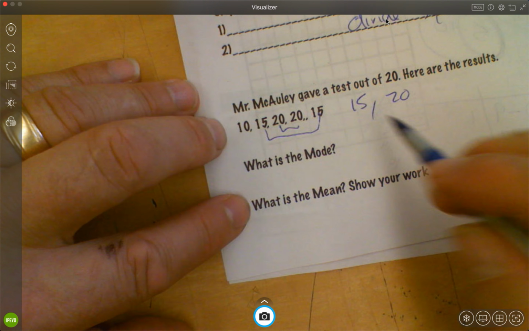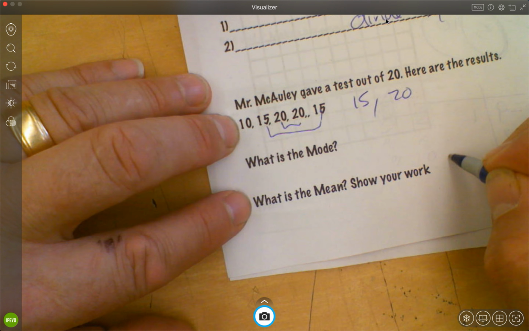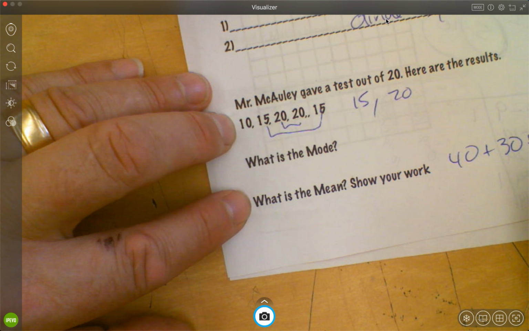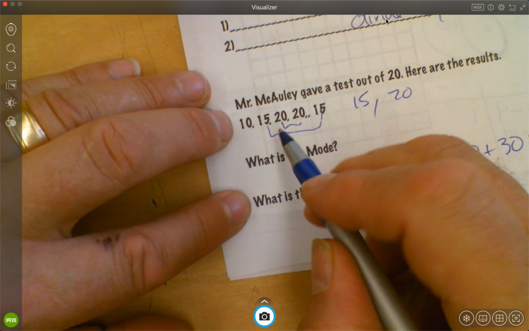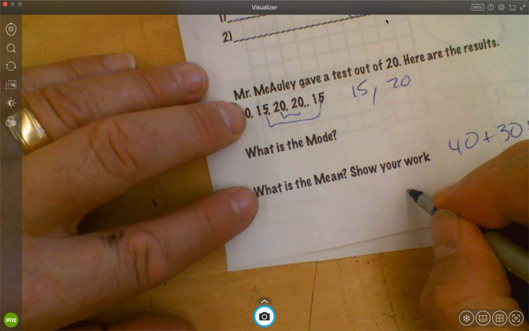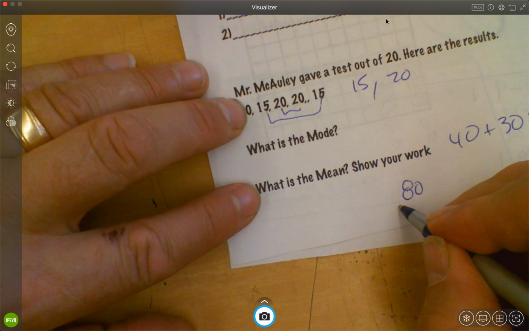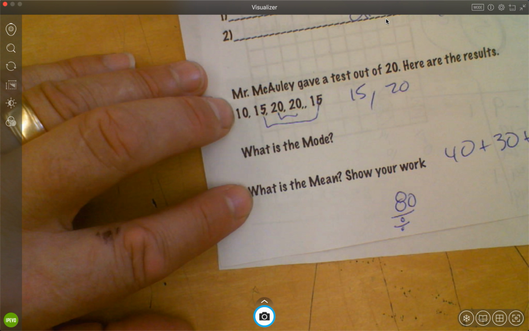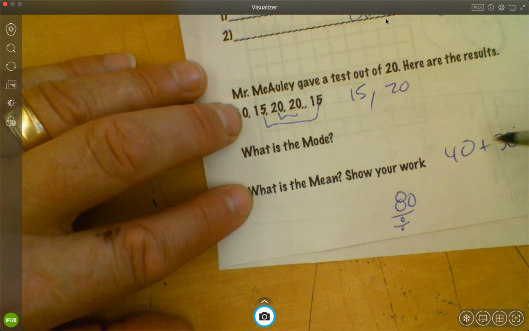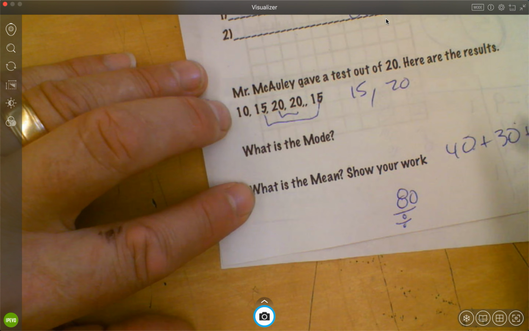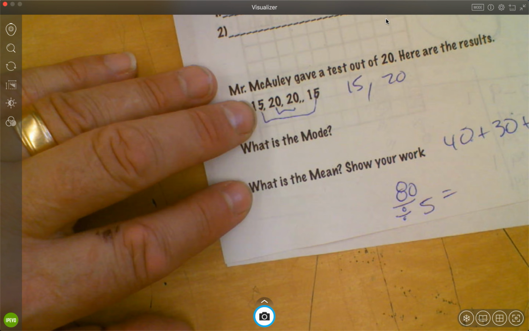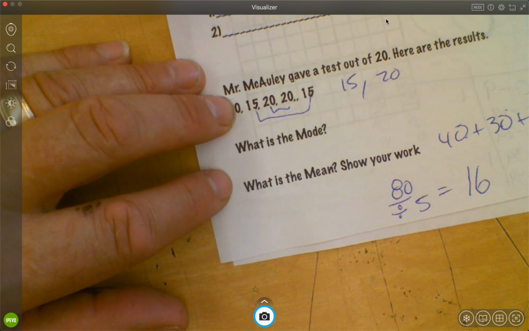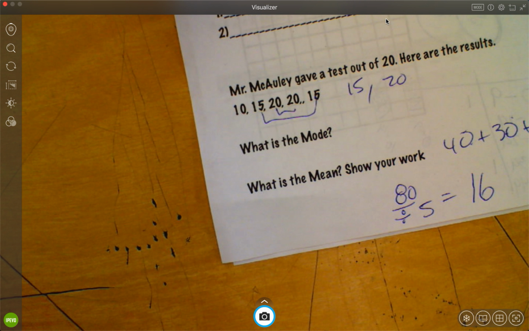What's the mean? I'm going to add it all up. So let's say 20 and 20 is 40, and 15 and 15 is 30, plus 10, and that gives me a total of 80. And there are 5 numbers, so I do 80 divided by 5. Is that right? 40, 30, 20, 20 is 40, 50, yeah, 80. 80 divided by 5, sorry about that little brain freeze there for a second. 80 divided by 5 is 16. Is that right? Wow, that's a hard one. I might need a calculator for that one.